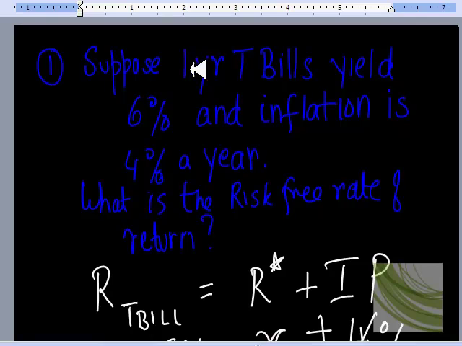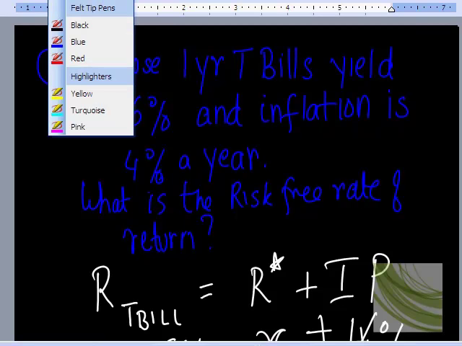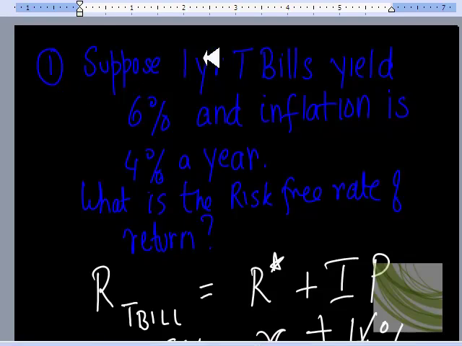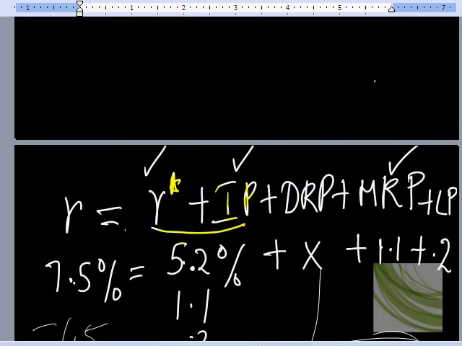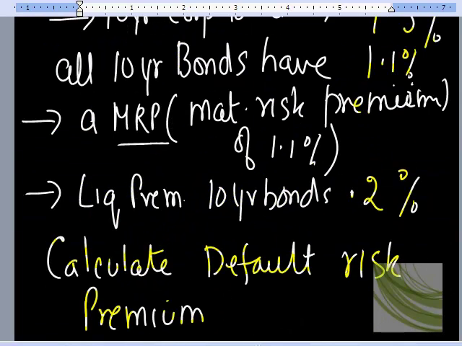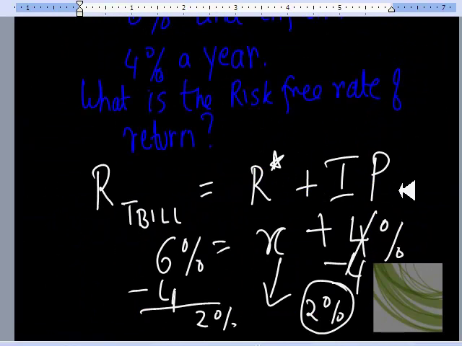So suppose you have 1-year Treasury bills that yield 6% and inflation is 4% a year. Let me see if I can highlight. Use a yellow highlighter. That doesn't work. Okay, sorry about that. Let me go back to the beginning.